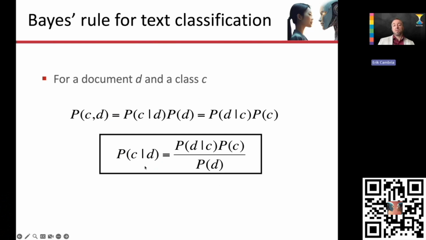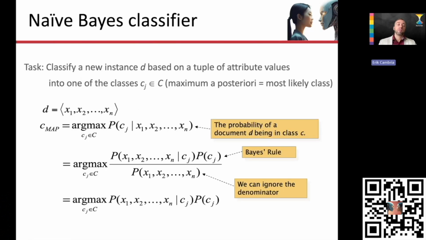So C is the class that we need to take into account for classifying our document D, and this is exactly what we need to do. We need to decide what is the probability of a document to belong to a class, so the probability of C given document D. So this normally is a complicated probability to calculate, but thanks to the Bayes rule, we can use these other 3 probabilities, which are much easier to calculate.